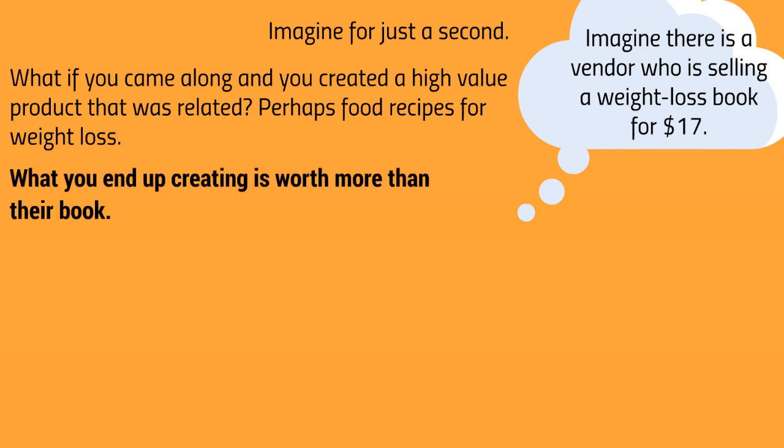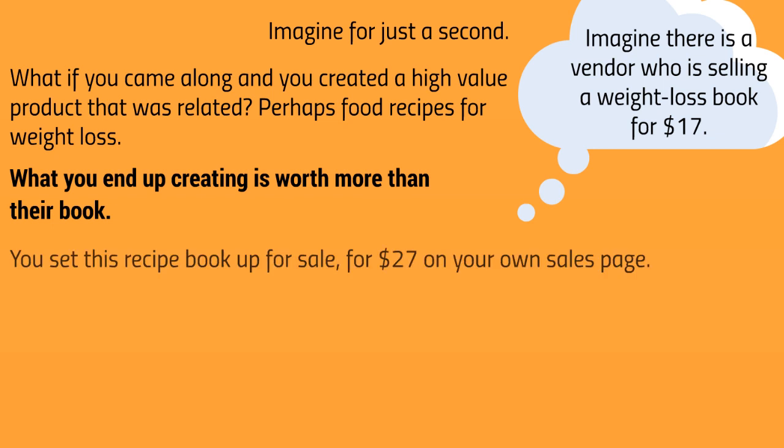Let's say you do that, and you create a book or a video that is worth more than their book. You can set the recipe book up for sale on an actual sales page for $27, while somebody is selling a $17 book or something lower. Basically, you want to make sure that your high value product is either double or a little bit more money than what they are selling, because it's going to make the vendor more likely to say yes. Now, it's got to be realistic. If you're offering something of low value and just bumping up the price, that's not going to work anyway.